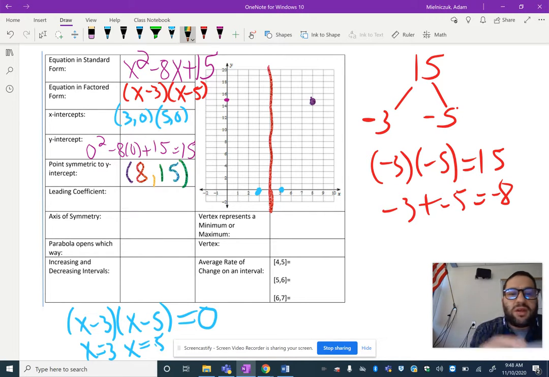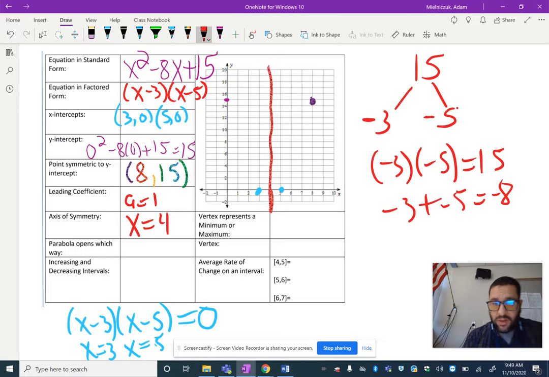All right, what is the leading coefficient? Well, the leading coefficient is the a value. So here our a value is 1, so our leading coefficient is 1. All right, our axis of symmetry is going to be at x equals 4. You can see that right here. I know you can't see the 4, but that's where the line is.